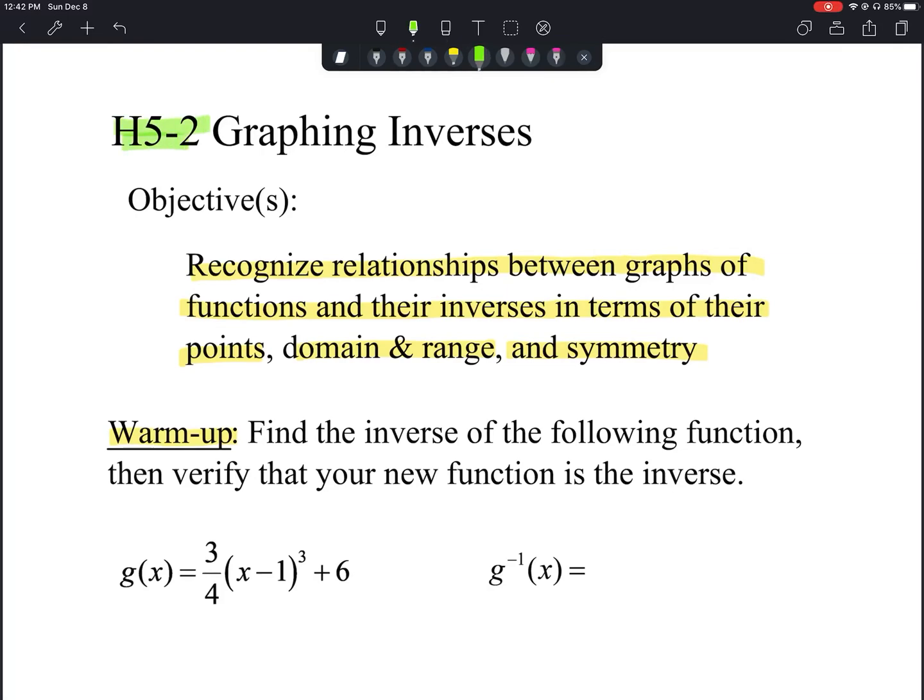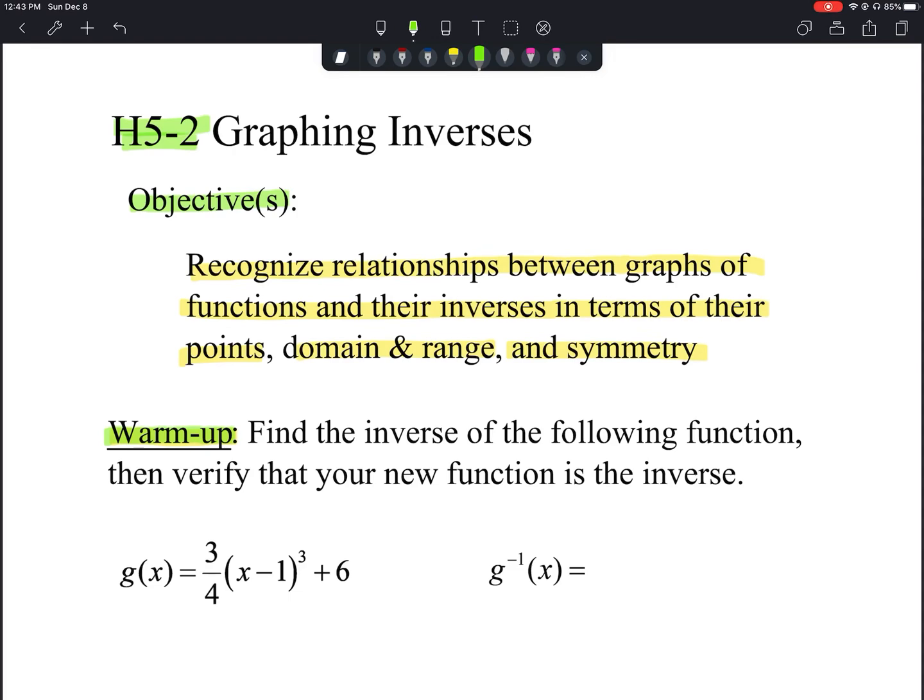Welcome to the notes for H5-2, graphing inverses. So our objective here today is going to be to recognize relationships between graphs of functions and their inverses in terms of their points, domain, and range, and symmetry. So there's a little warm up here, just practicing what we did in the previous lesson, H5-1.